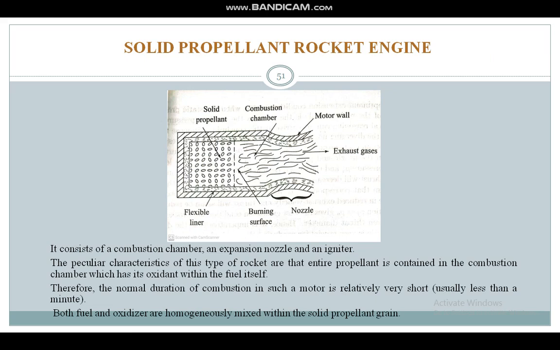Therefore, the normal duration of combustion in such a motor is relatively very short, less than a minute basically. Both fuel and oxidizer are homogeneously mixed within the solid propellant grain. The figure indicates the major components: the propellant grain, the casing, the nozzle and the igniter. The igniter is not shown here. After ignition, the propellant burns more or less evenly and at a steady state. Thus, the name cigarette burning has often been used.